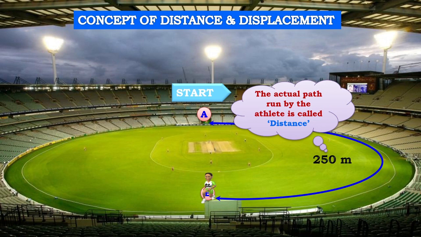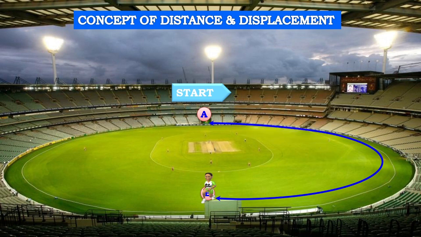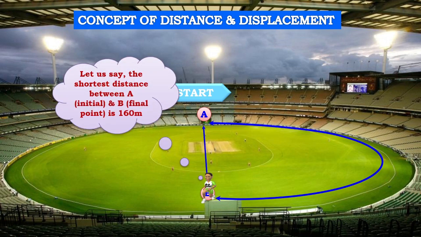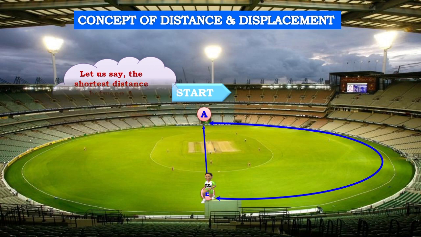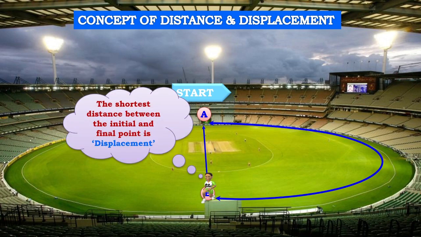Whereas, अगर ये athlete directly A to B straight line में आ जाता from the initial and the final point, then the shortest path length or the straight line distance which is covered between the initial and final point, let's say for this time being is 160 meter, then this one is known as a displacement. So what is displacement? The shortest distance between the initial and the final point is considered to be a displacement.